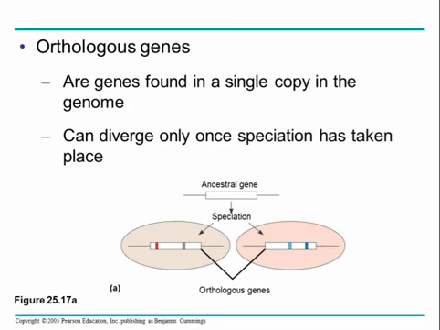So here we have one example, one type of duplication, and these are called orthologous genes. Now, orthologous genes are genes found as a single copy in the genome. Okay, they're only going to diverge when speciation has taken place. So here's the ancestral gene. Here's 2 orthologous genes, and you notice within that there's these 2 genes specifically.